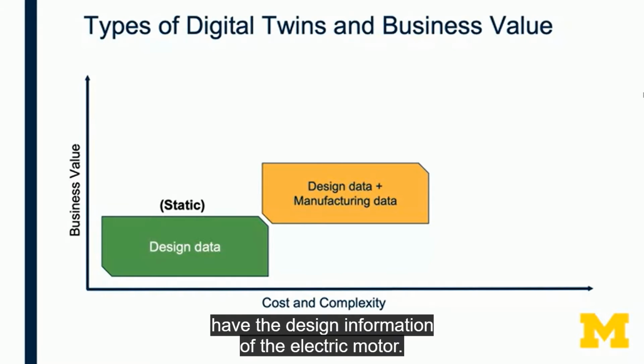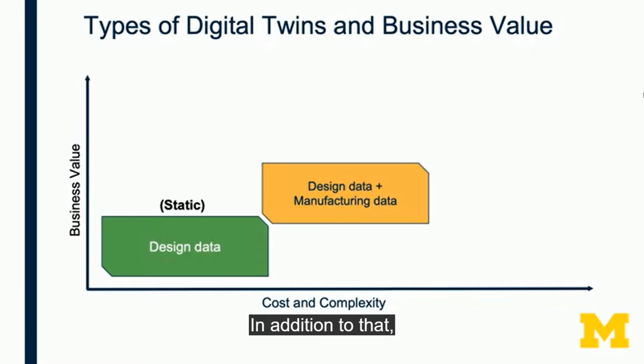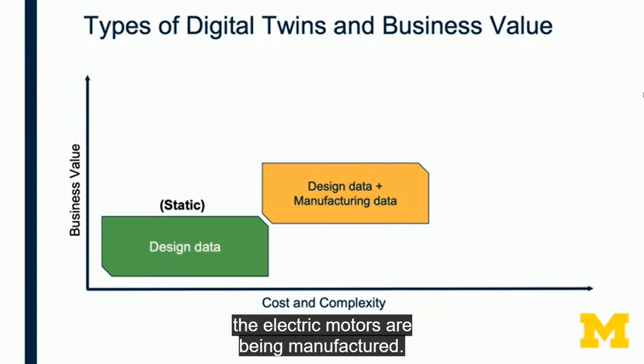where you have the design information of the electric motor. Now, in addition to that, let's assume that you start collecting information as the electric motors are being manufactured. So the manufacturer is making 100 motors and they're going to different customers. As these 100 motors are being manufactured, there is so much data, insights and information that can be collected during the process of manufacturing, right?